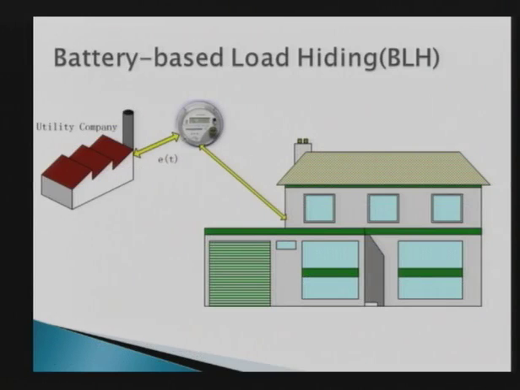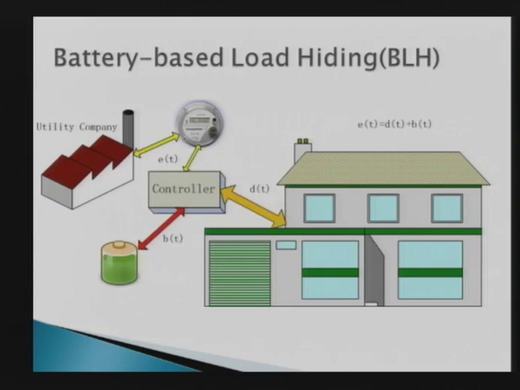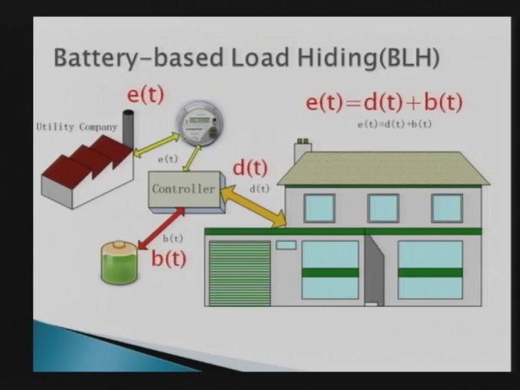To do that, we have a method called battery-based load hiding. This is the picture of the meter, the utility company, and also your house. The meter records your usage in the house and transmits it to the utility company. The battery-based load hiding method means that we employ a battery to partially supply the net demand in the house, which we call DT, altering the external load, which we call ET. This is what can be seen by the smart meter and the utility company. We have the equation ET equals DT plus BT, because all the energy must be used.